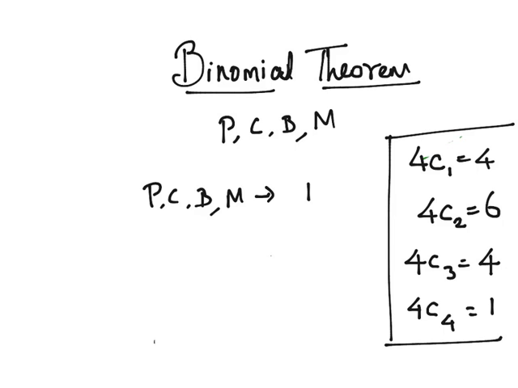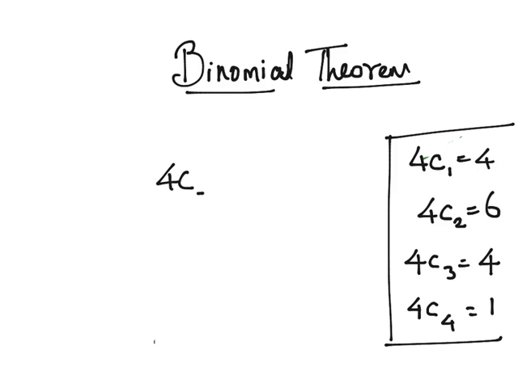Now you might wonder, can we actually find 4C5, students? Is it possible? Definitely not, because here you can't take 5 books out of 4 books, isn't it? So this is not possible. And also, can we find 4C minus 3? Now again, what do you mean by taking minus 3 books? It doesn't make sense, isn't it? So that's also not possible.